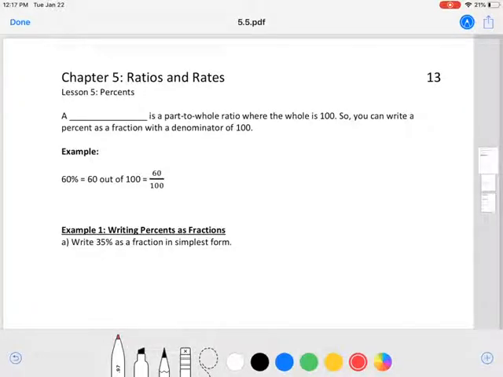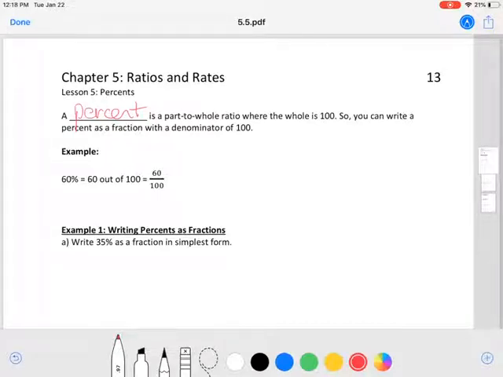Okay, so today we're going to be talking all about percent. So what is a percent? A percent is a part to whole ratio where the whole is 100. This means that we can write a percent as a fraction, since we know that the whole is going to be out of 100.